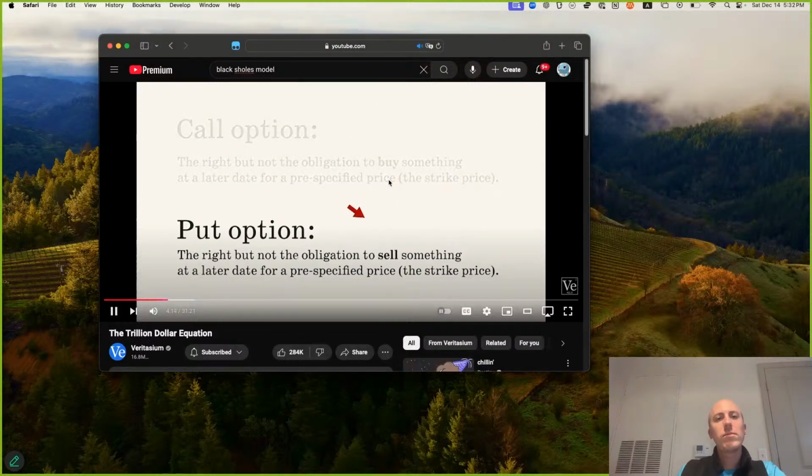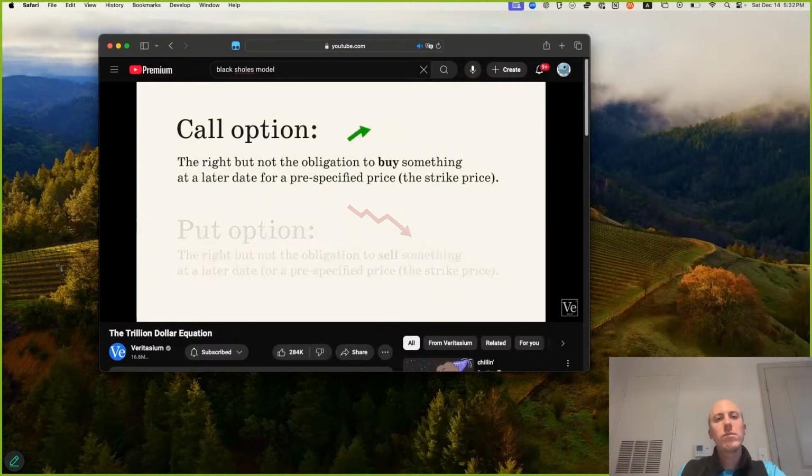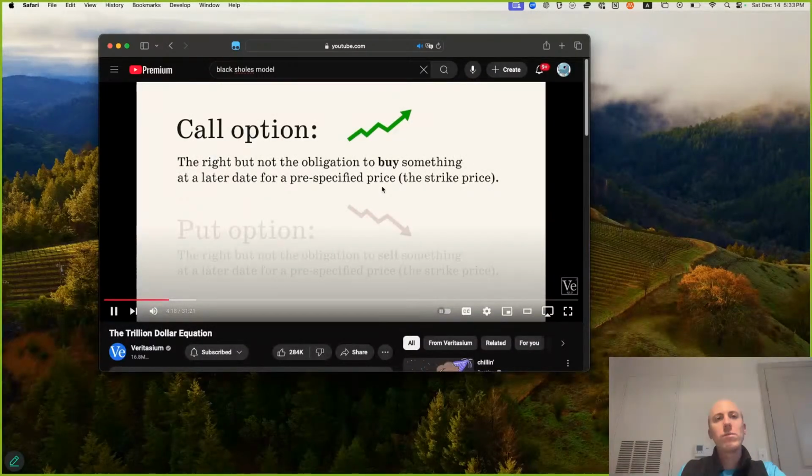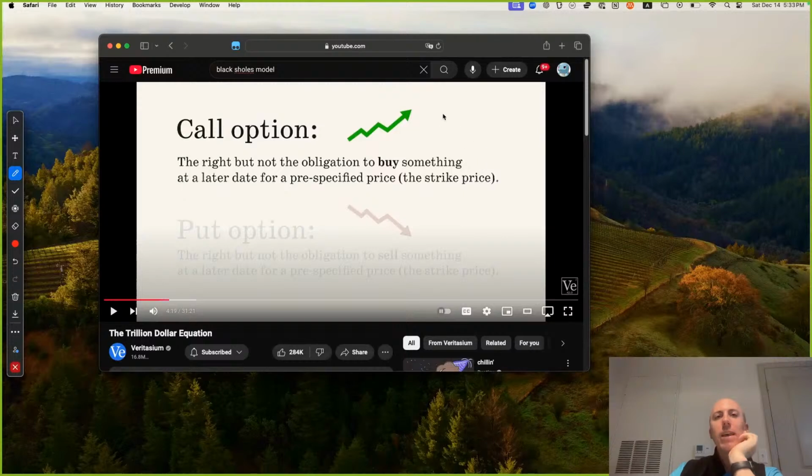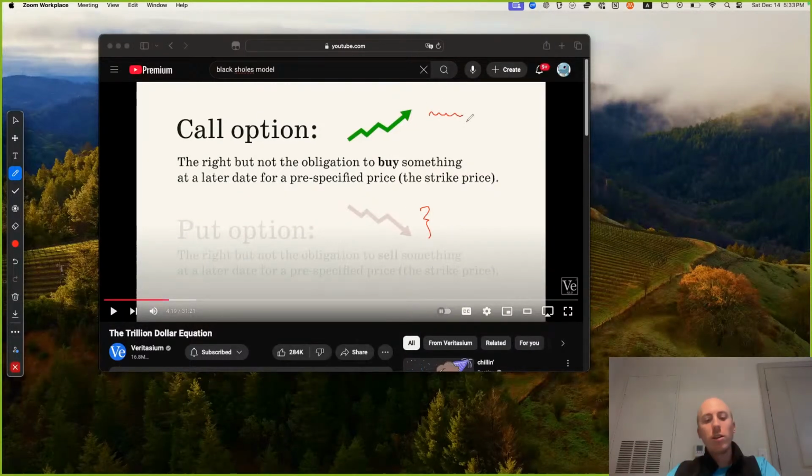Put options are useful if you expect the price to go down. Call options are useful if you expect the price to go up. Yeah, that makes sense. Like the call option, I want to lock in the price so I can buy it. Yeah, price is going to go up. Put option, let's get some intuition with this. He didn't really give a real world example of a put option.